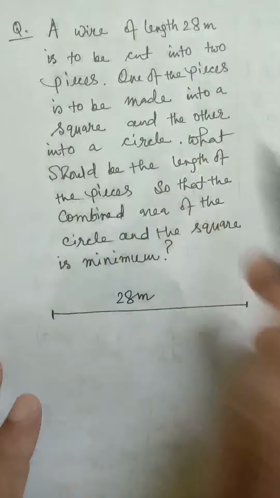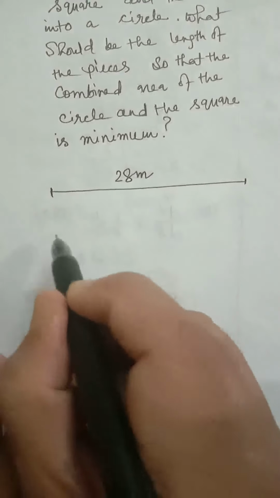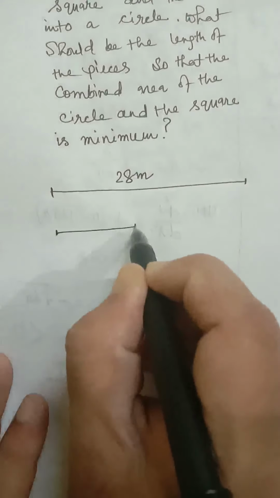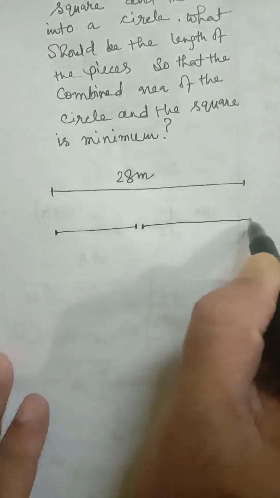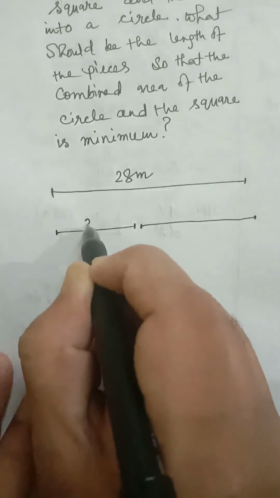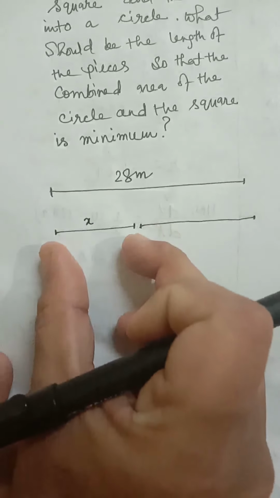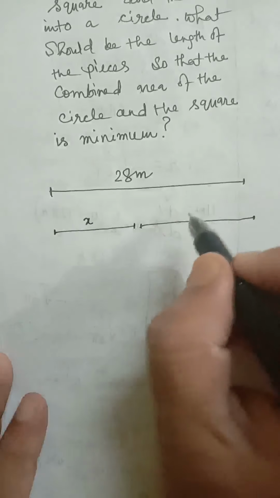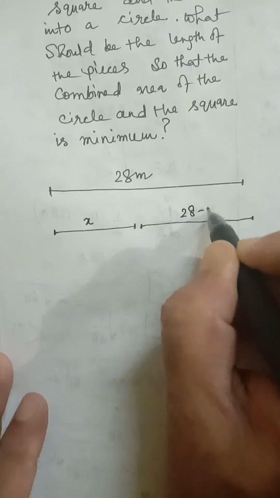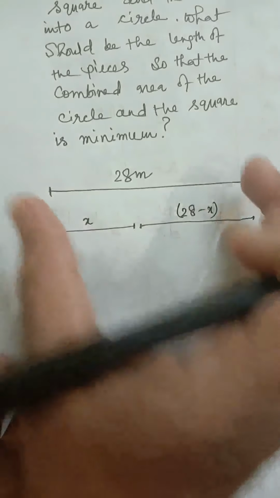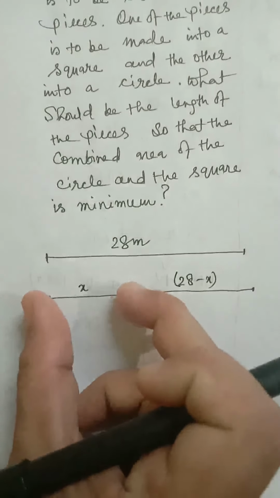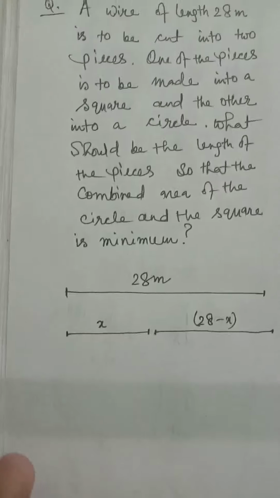is to be cut into two pieces. Let us cut this wire into two pieces. Suppose length of this part is x, so length of the other part will be 28 minus x. As total length is 28, if length of one part is x, the other part will be 28 minus x.